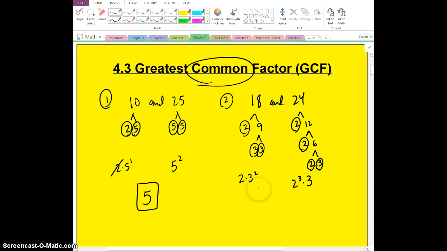So I want to say, what do they have in common? Well, the 18 has one 2. The 24 has three 2s. Take the one with the smallest exponent. We'll take that one, so we have 2. They also share 3. This is 3 squared and 3 to the first. We'll take the smallest exponent. We'll take the 3. And then we simply multiply 2 times 3, and that gives us 6. Again, 6 would be the biggest number that goes into both 18 and 24.